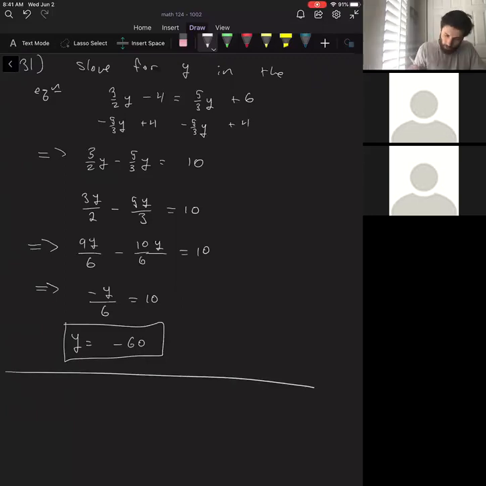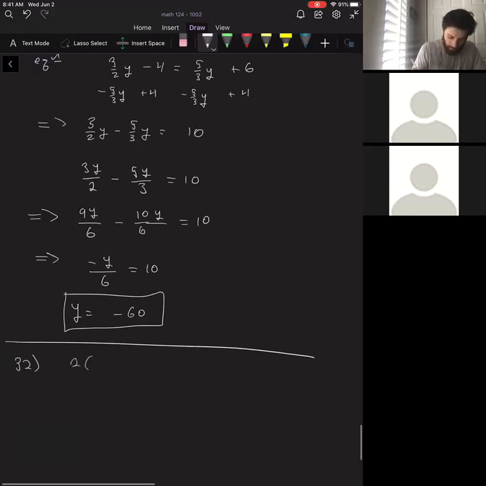Okay, 32. We have 2(4x + 1) is equal to 8 - 3(x - 5). And then what we want to do is solve for x.